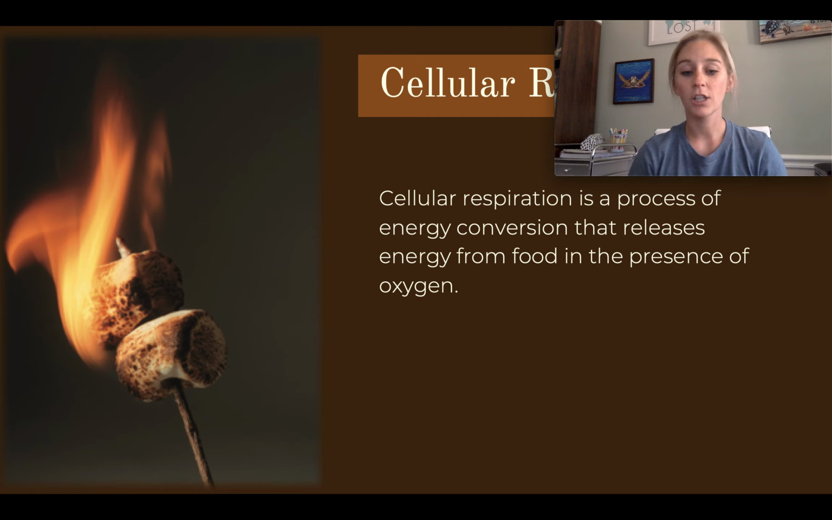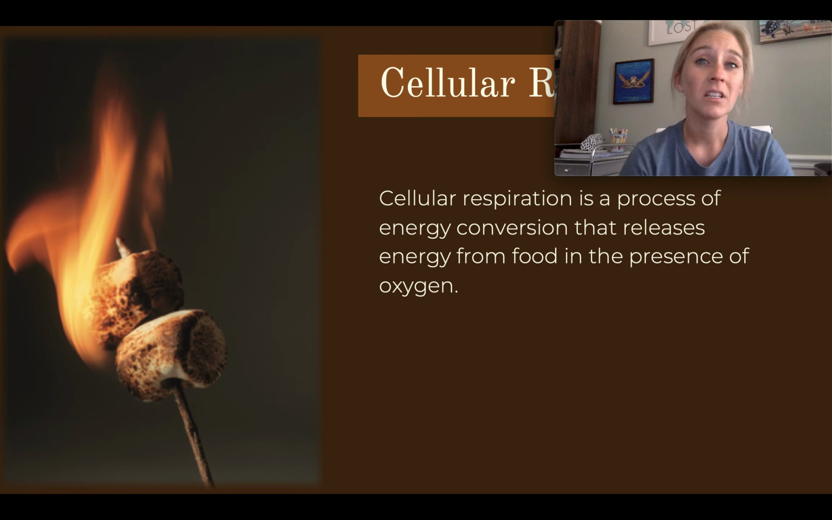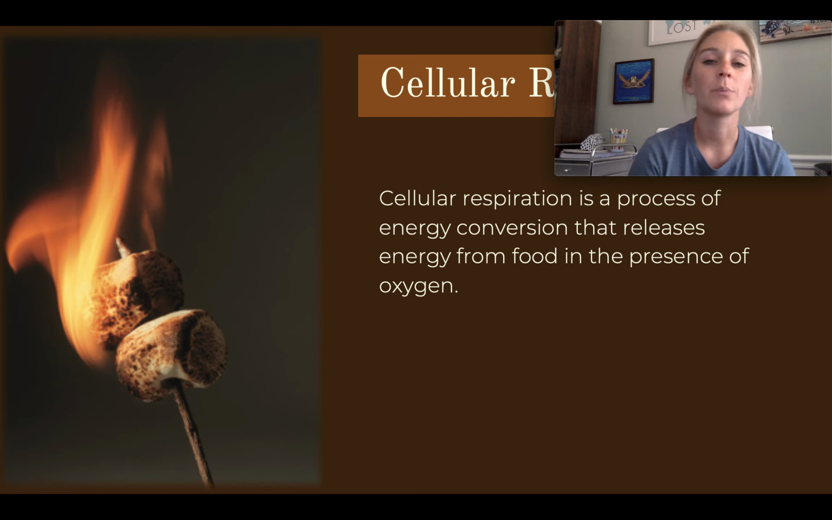You inhale oxygen and you exhale carbon dioxide. This happens in the mitochondria. The mitochondria has a smooth outer surface. It has folded inner membranes called cristae, and then inside of that cristae is the matrix. It's like the space inside of that inner membrane. In this picture, energy is being released in the form of light and heat from the marshmallow. So we've talked before about how the different ways energy is released.